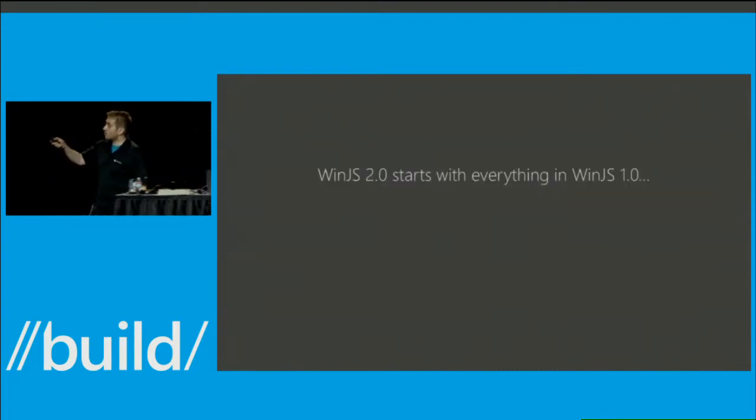And I want to start just by saying WinJS 2 has everything that WinJS 1 had in it. So flyout, settings flyout, date picker, time picker, all the controls and features, semantic zoom, that you use today are there in WinJS 1, but there's more.